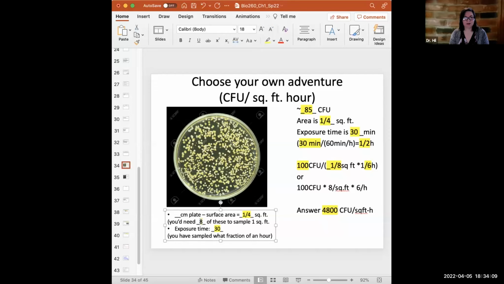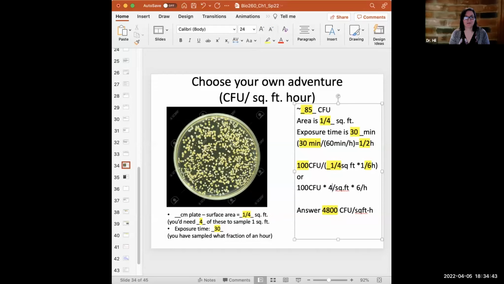Okay, so if our surface area is a quarter of a square foot, how many of these plates would we need to sample a whole square foot? We would need 4. Yeah. And so what should we do to this number, 85, to account for the fact that we want to know how many were in a whole square foot, but we only sampled a quarter of a square foot? We have to multiply by 4. Okay. So we could either divide by a quarter or multiply by 4, which is the same thing.